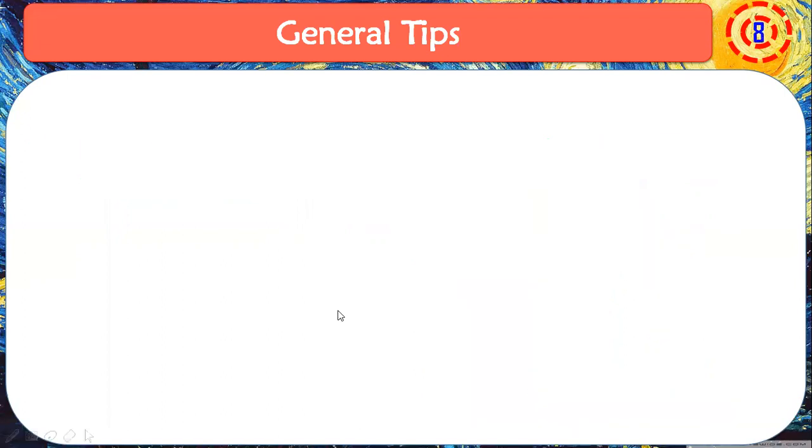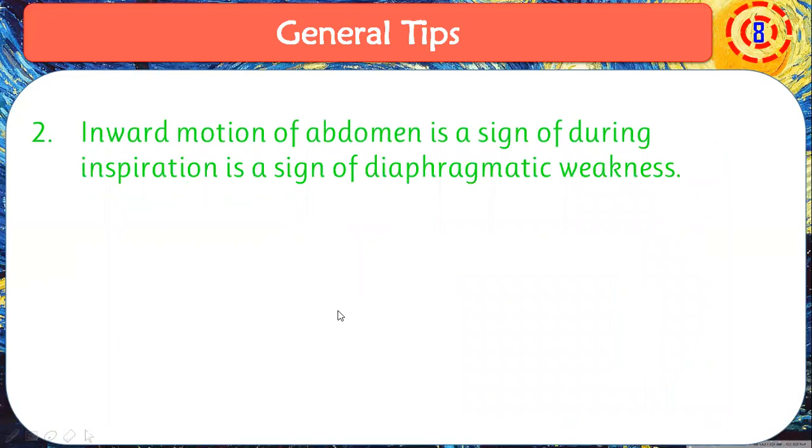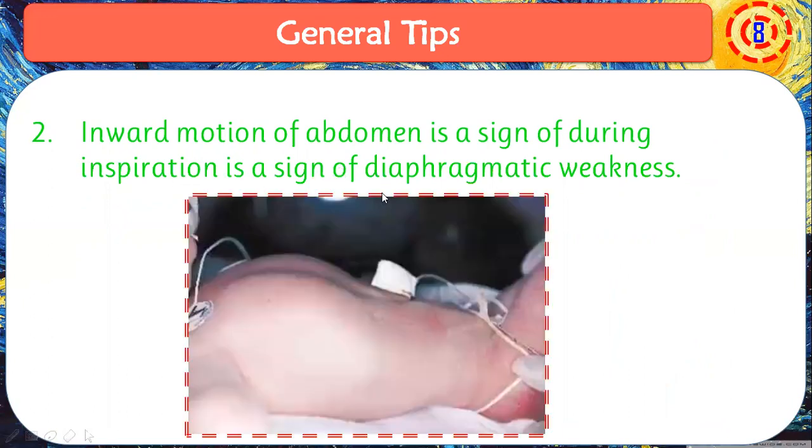The next step is if there is inward motion of the abdomen during inspiration, then that is a sign of diaphragmatic weakness, because during inspiration, normally the abdomen must bulge out. However, if there is inward motion of the abdomen, then that is a sign of diaphragmatic weakness. As you can see here, there is an increase in the size of the thoracic cavity on inspiration, but the abdomen is flat. It hasn't bulged out. So this is a sign of diaphragmatic weakness.